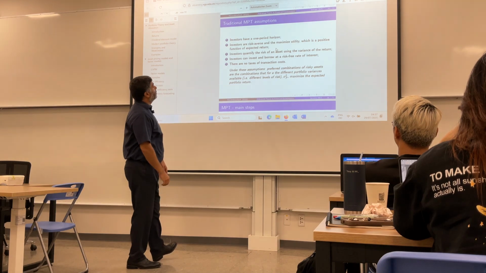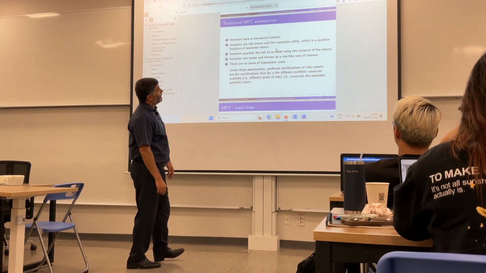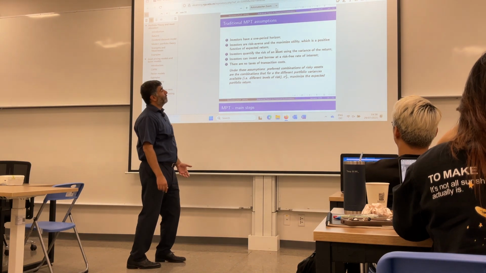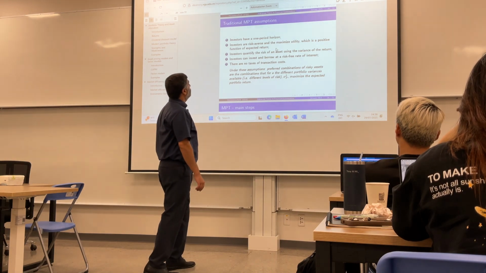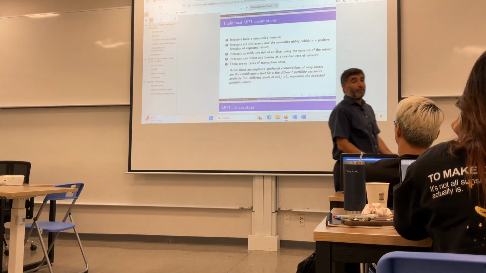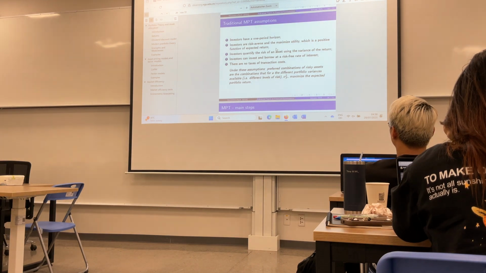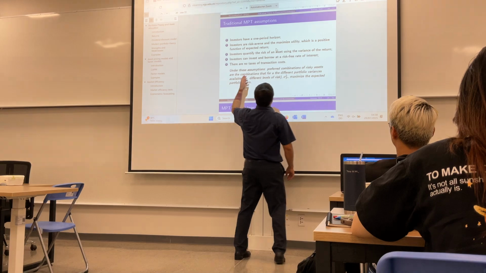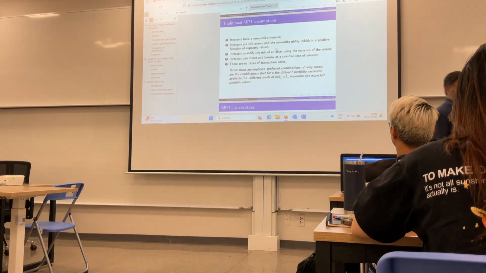And then, investors are risk averse, all right? And they maximize utility, which is a positive function of the expected return. They're not risk neutral, they have some risk aversion. They have some risk appetite, but it's not that they have zero risk interest. And then investors quantify risk using the variance. That's again a simplification assumption.